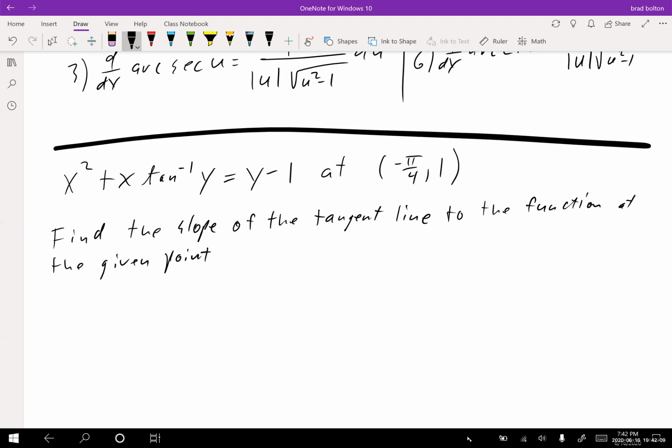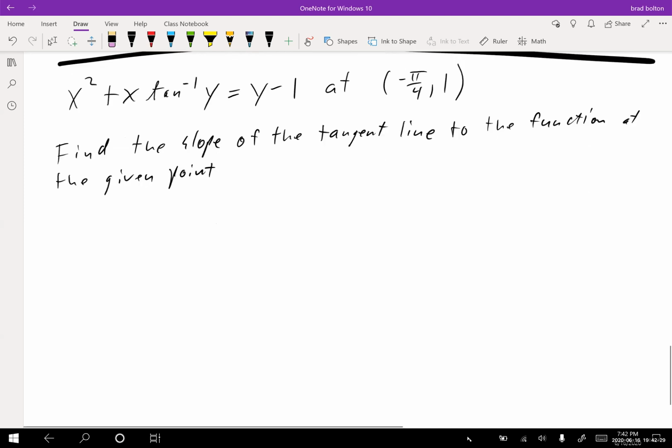So more than likely, I hope you guys can recognize right now that this is going to be implicit differentiation, because we're going to be taking the derivative with respect to x. We're going to d/dx everything, and that means that anything that has a y involved is going to have a dy/dx floating around somewhere, because we have to use the chain rule on it. So let's write this problem out.